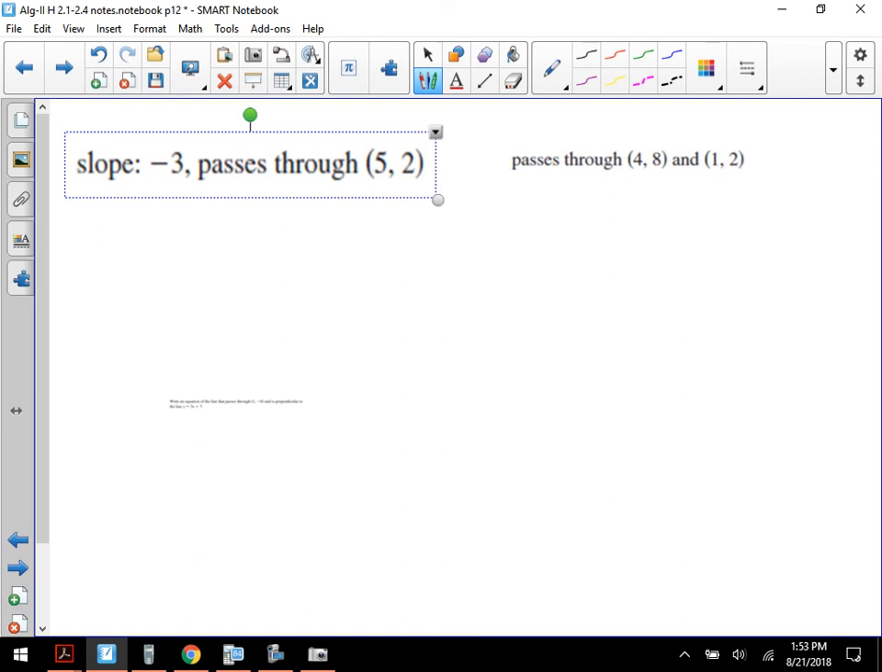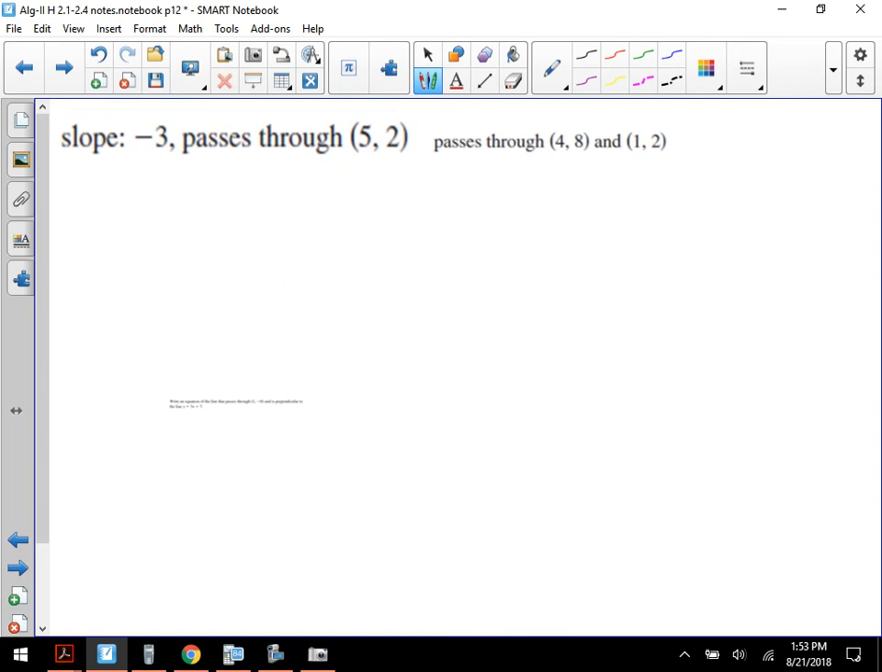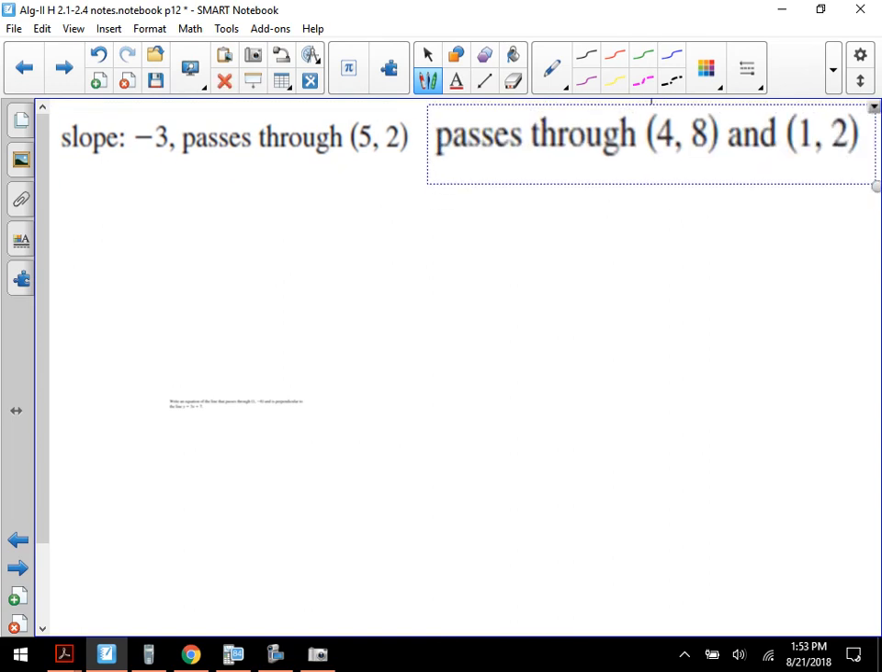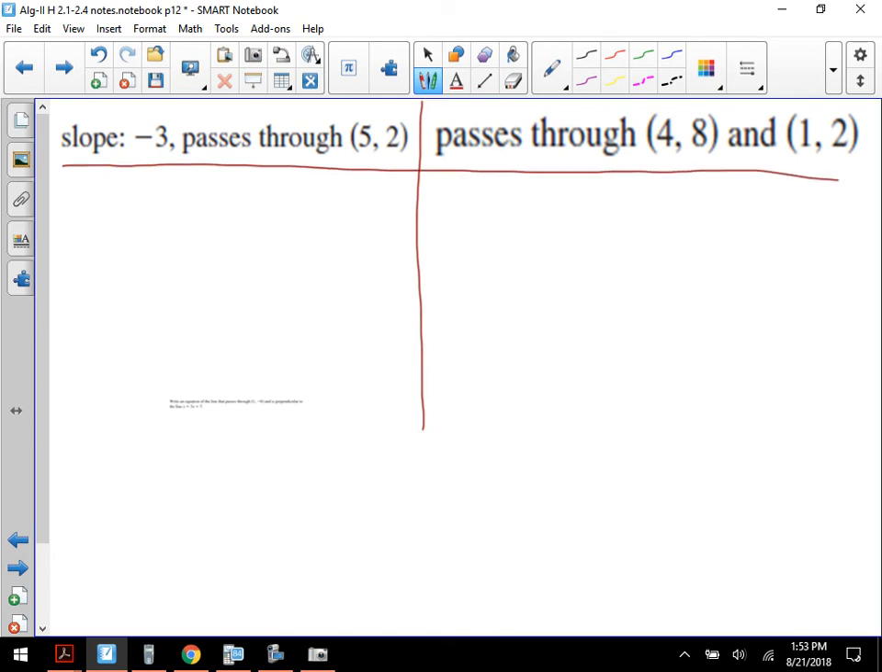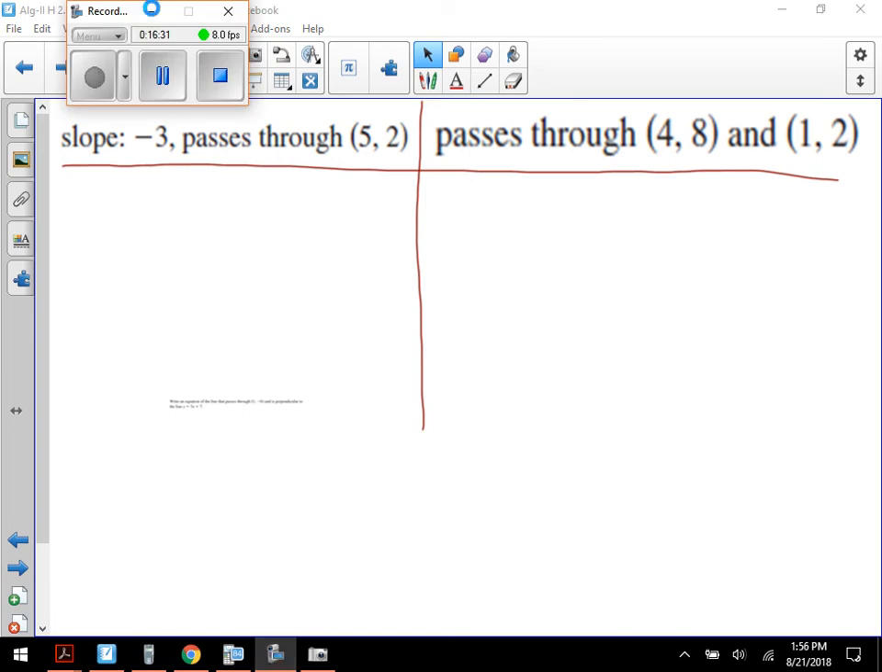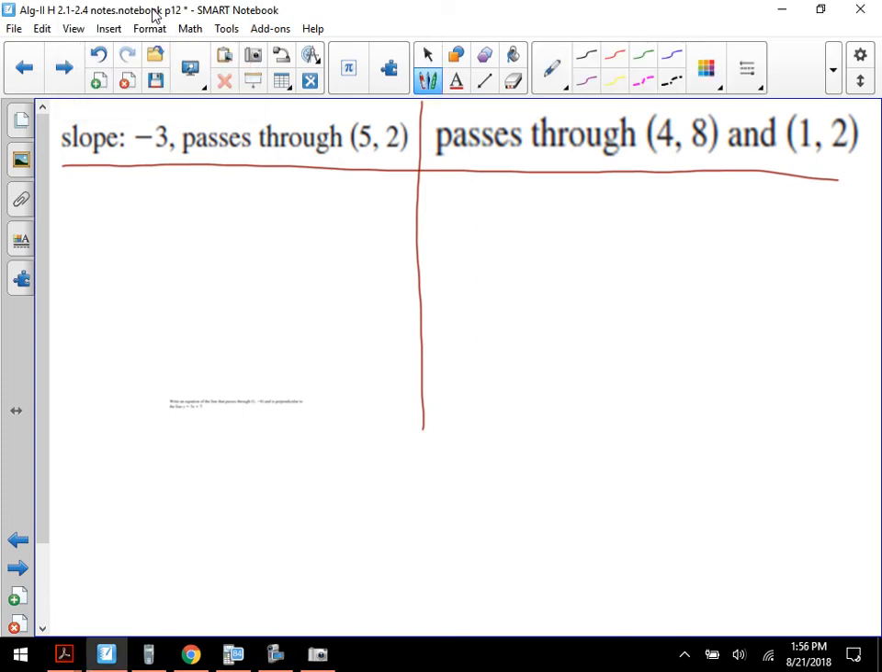I want you guys to take a minute, write the equation of the line for these two problems. Obviously, you'll probably start with point slope form, but write it into slope intercept form when you're done. Take a couple minutes and give it a shot, and we'll check it.